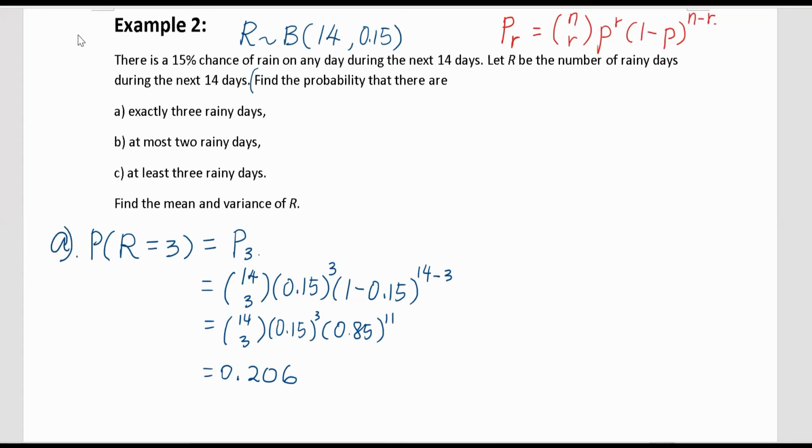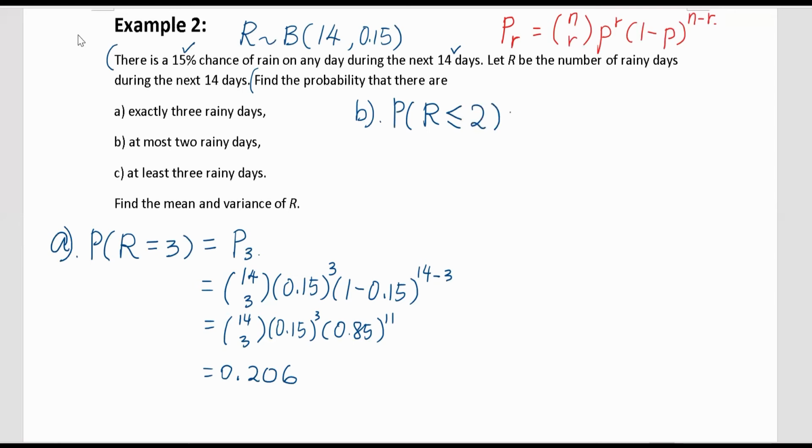So now we are answering part B. So what is the probability here? So again, in the beginning, when we read the first sentence, we can tell that there is a constant probability and there is a fixed number of trials. So this is a binomial distribution. And then we are trying to find the probability that there are at most 2 rainy days. So we are trying to find the probability that the capital R, the number of rainy days, is at most, less than or equal to 2, at most 2 rainy days.